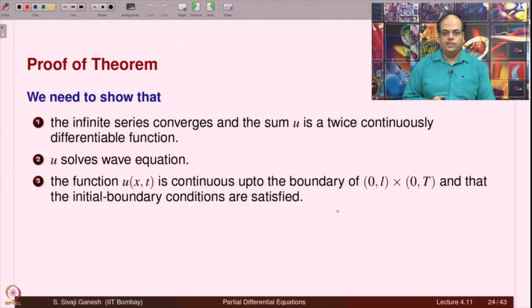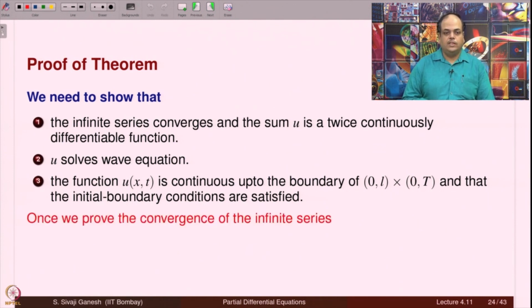So that the boundary conditions are meaningful, namely u of 0 t and u of L t, and the initial conditions are meaningful, that is u of x 0 is phi x. We also need u t of x 0 equal to 0. That means the derivative of u should also be continuous up to 0 L cross closed 0 comma t. So, once we prove the convergence of the infinite series, we will replace the approximate symbol with equality.